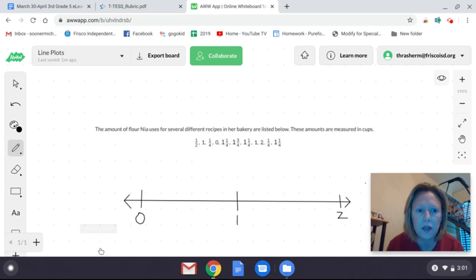Hi, fifth graders. Okay, so this lesson is on line plots. Line plots are just like dot plots. Line plots are made with X's where dot plots are made with a dot.